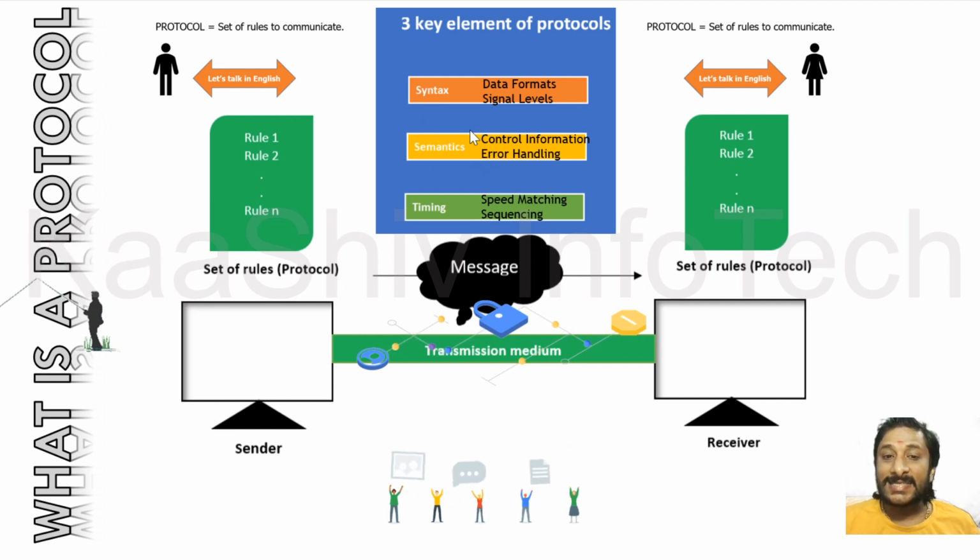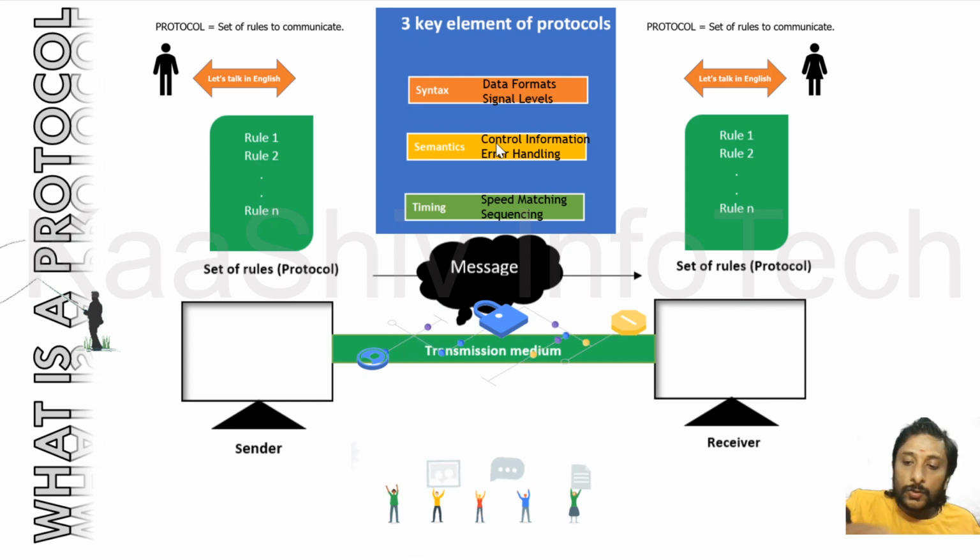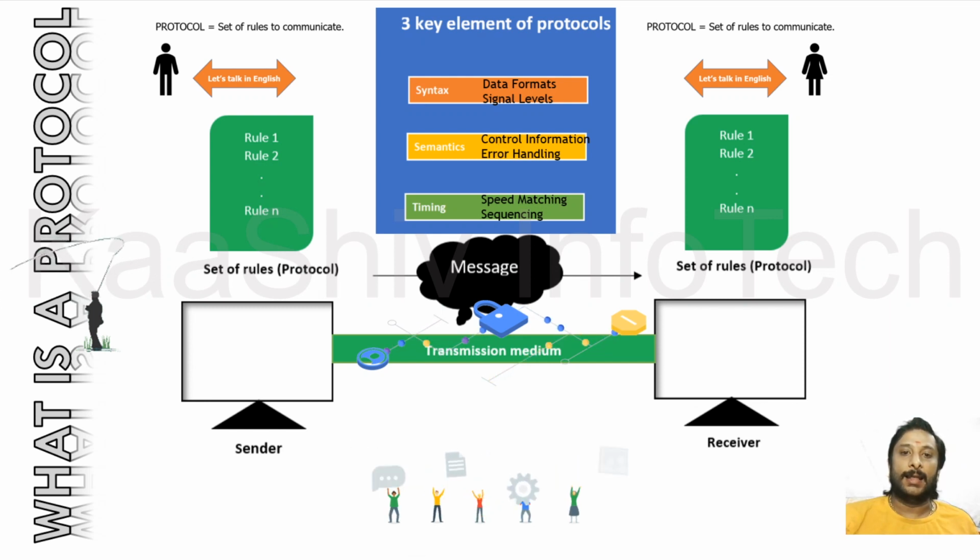The second one is semantics: how the data is controlled. To whom do I need to send the data, and there should not be any errors. Whatever 10 data you sent, 10 data should be received. That is semantics. And finally, timing: what is the speed and what is the sequence in which you send the data? 1, 2, 3, 4, 5. The order should be the same, man. It should not be 1, 6, 6, 8, 7. The order should be the same.